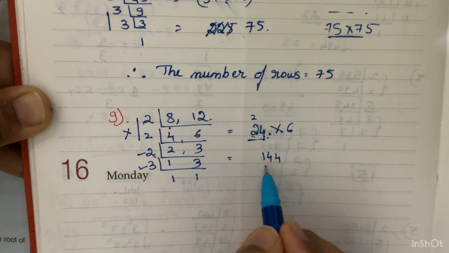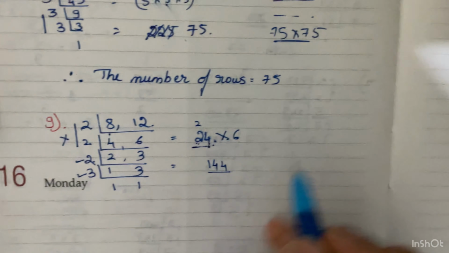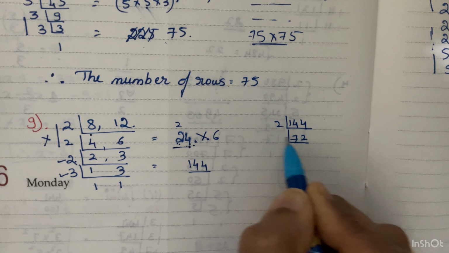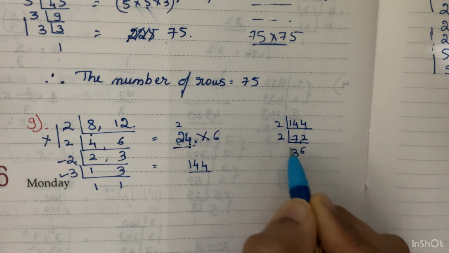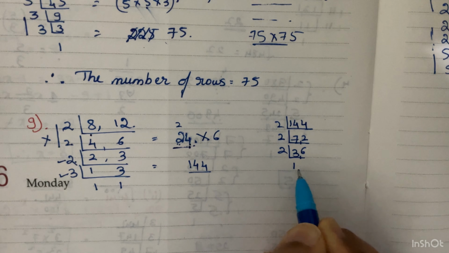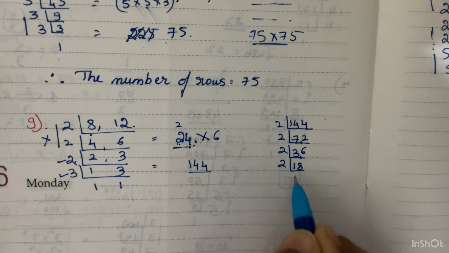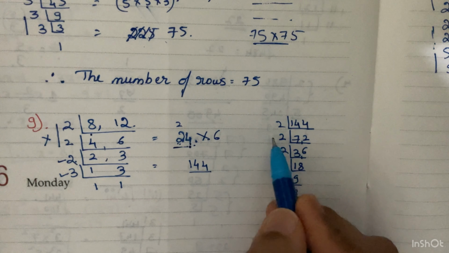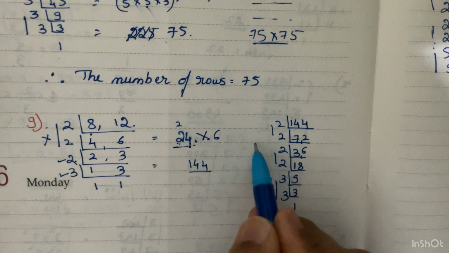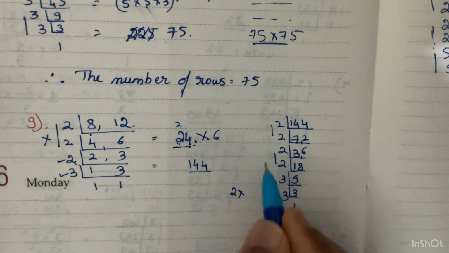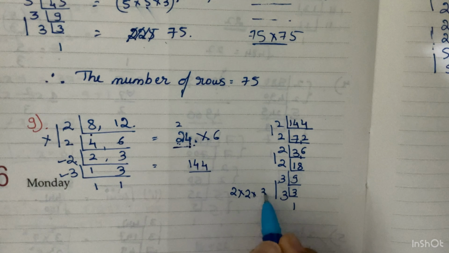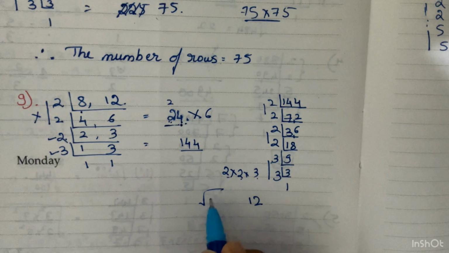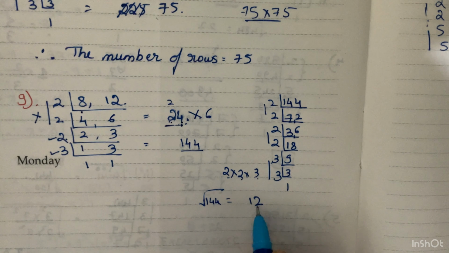Now is 144 a perfect square number? Let's check. 144: 2 sevens are 14, 2 twos are 4, 2 threes are 6, 2 left, 2 sixes are 12, 2 ones are 2, 2 eights are 16, 2 nines are 18, 3 threes are 9, 3 ones are 3. See, we got all in pairs. Now take one number from each pair, from this 2 and from here 3. 2 twos are 4, 4 threes are 12. Yes, the square root of 144 is 12.